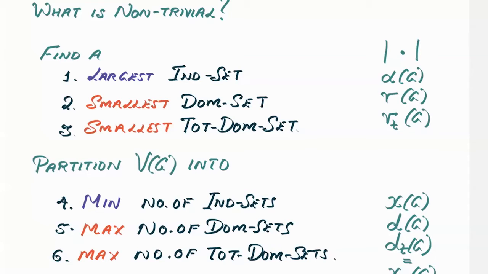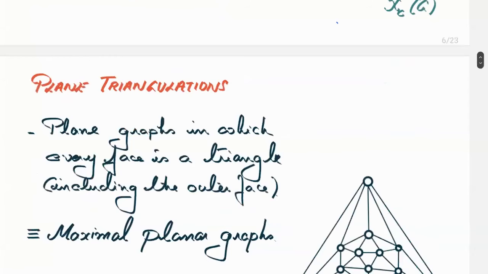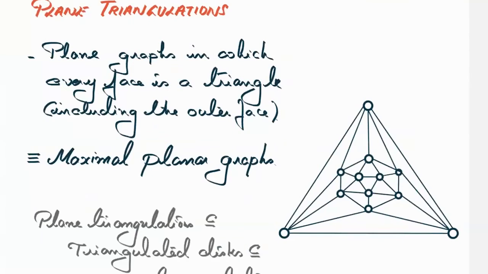Now, coming to the graph class of our interest, we are going to study mainly plane triangulations, which are planar graphs, or rather graphs already embedded on the plane, which we call plane graphs, with the restriction that every face is a triangle.